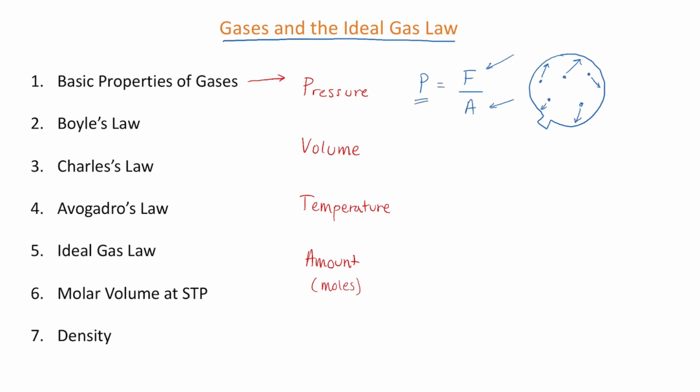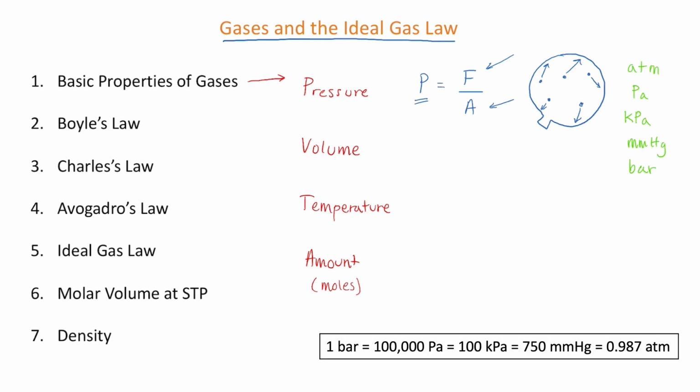And now when it comes to the units of pressure, there are many different units that you might come across. Pressure can be measured in atmospheres, pascals, kilopascals, millimeters of mercury, bars. So make sure you know how to convert between the different pressure units. Here's a little conversion table to help you.